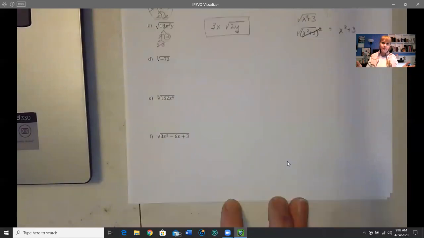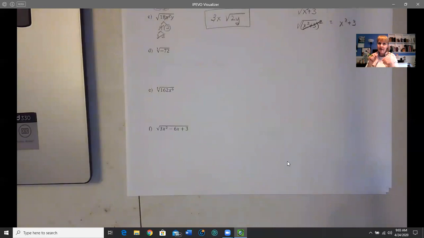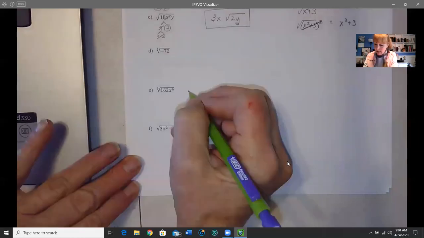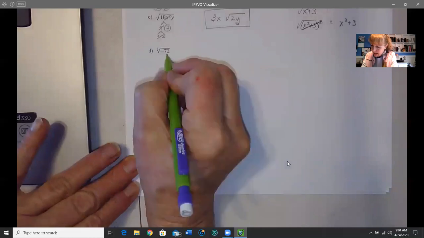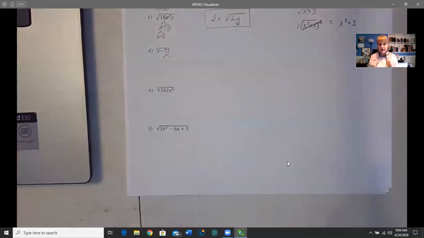First off, is it possible? Whenever you see a negative, you have to ask yourself, well, since it has an odd index, then yes, it is possible. You can have a negative, and the negative is just going to be a part of your answer. So we know our answer will be negative. But let's go ahead and break it down, and then we'll deal with the negative when we're done.